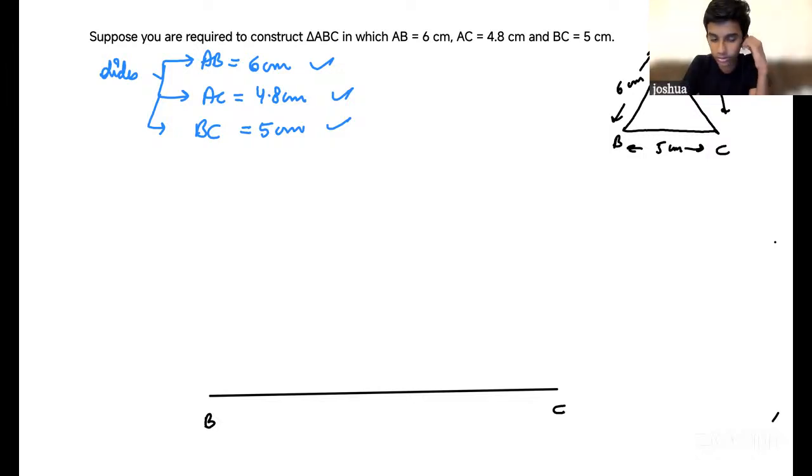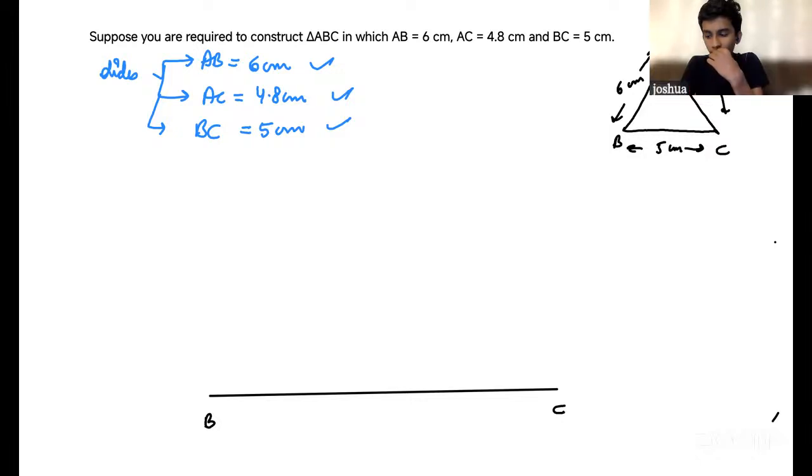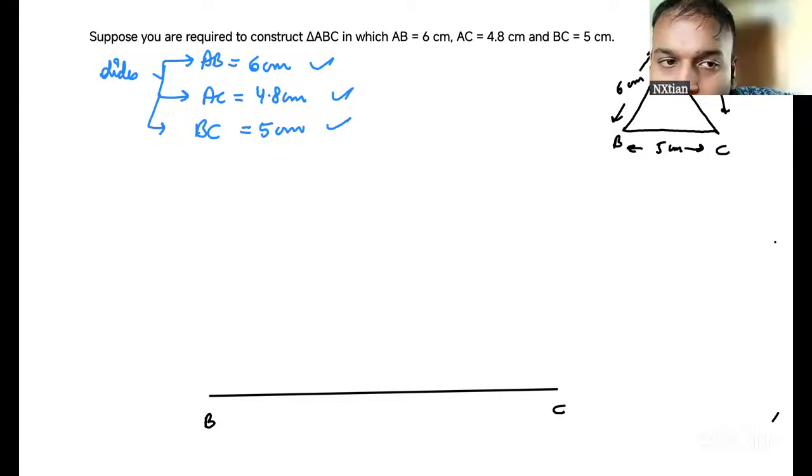So should I also make the diagram? BC. Yeah, BC, which is 5 centimeter. Do you have a scale with you? No, sir, but I could use some other object to make it. Okay. Or you just try to understand if you're not able to have any scale or compass with you.